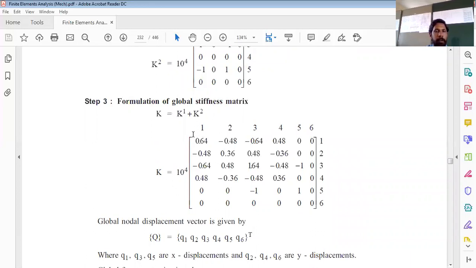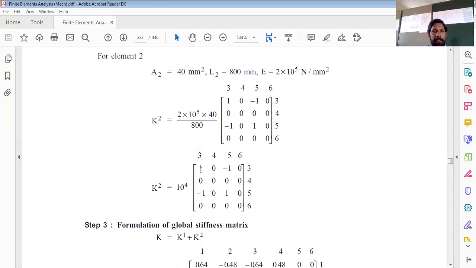If you consider it globally, it is a 6-degree-of-freedom problem. So definitely there will be 6 degrees of freedom, meaning that there will be a 6 by 6 matrix. An empty 6 by 6 matrix is to be considered first. On the top of this, you have to write 1, 2, 3, 4, 5, 6, and in the column also, you have to write 1, 2, 3, 4, 5, 6.